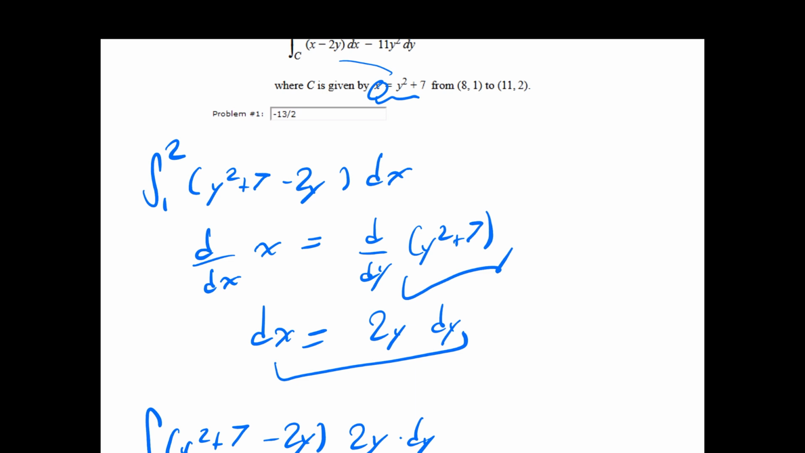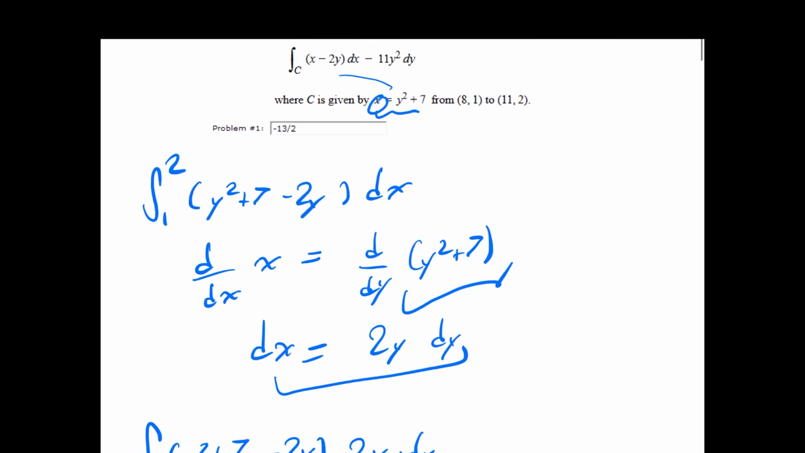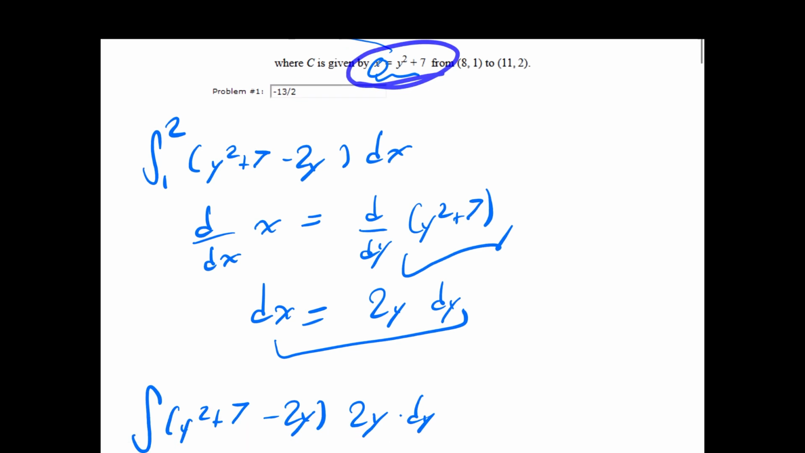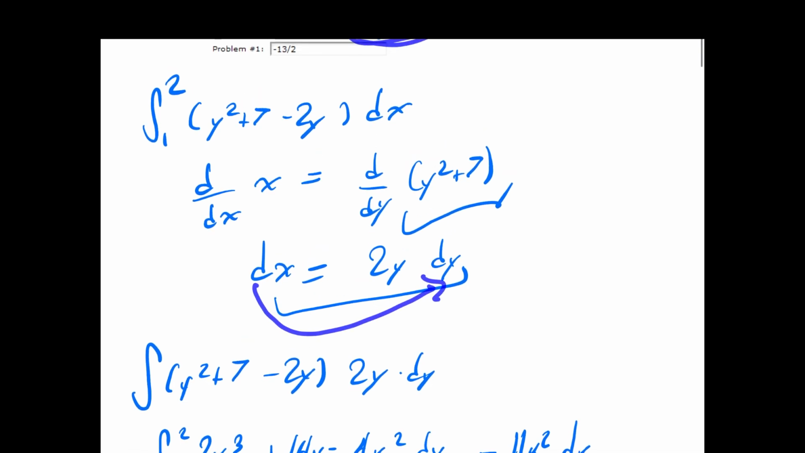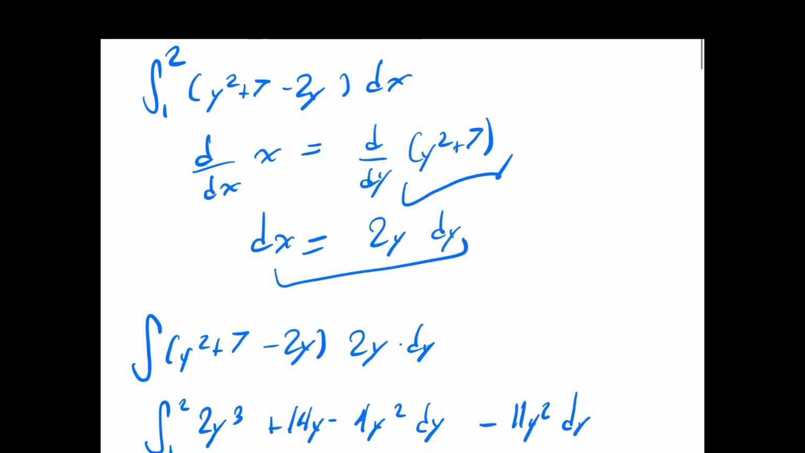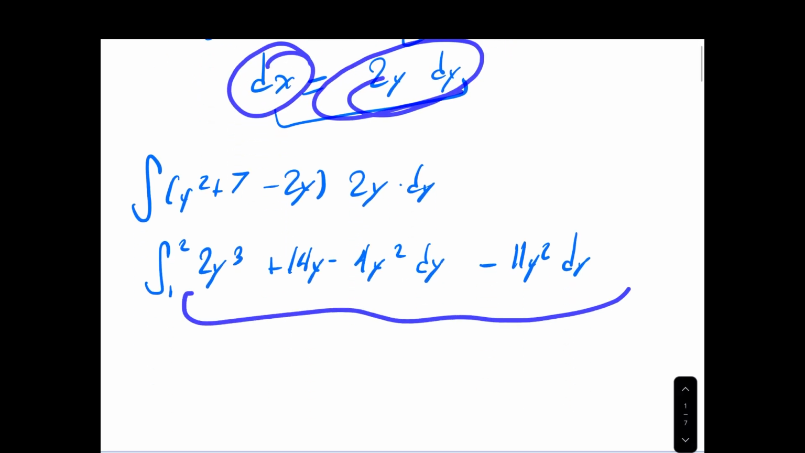But you have to get this function in a way that you can sub in dx and have dy, and this is exactly what we do. So we take the derivative of both sides, and we determine that dx equals 2y dy. Sub that in and expand, and we get to something like this.